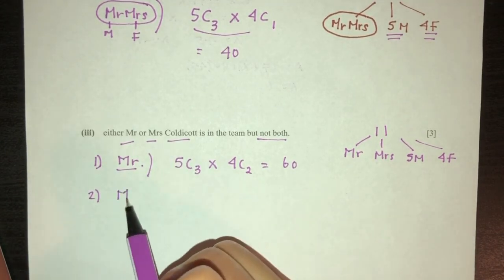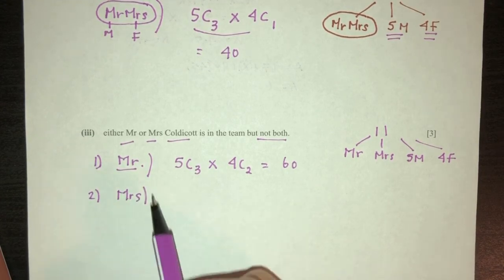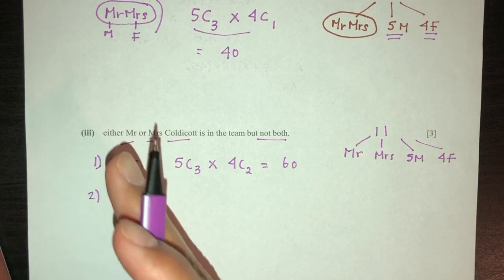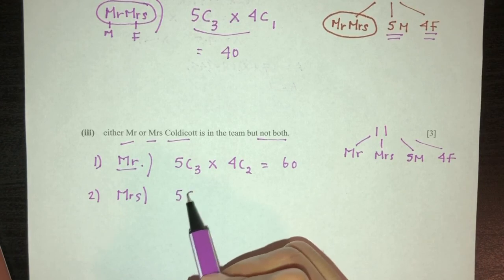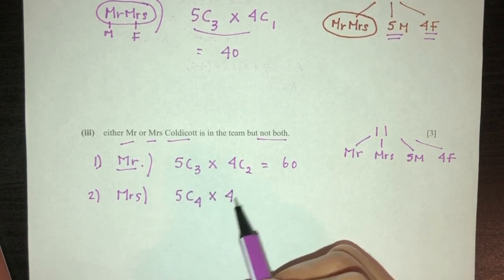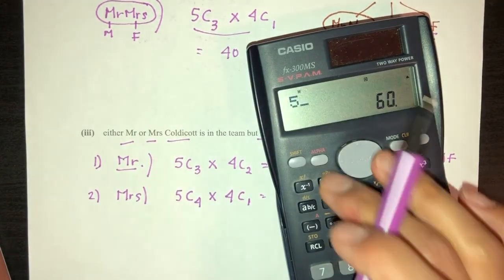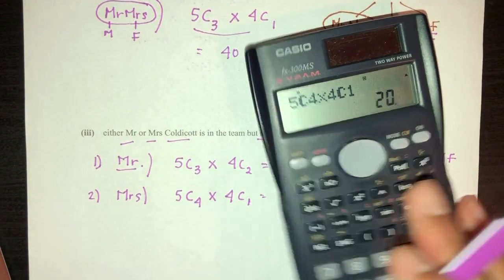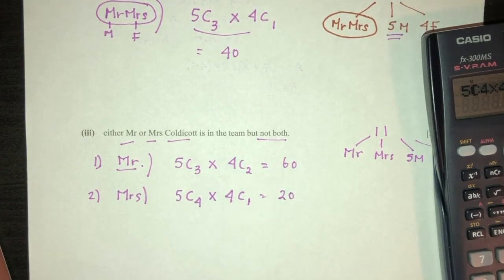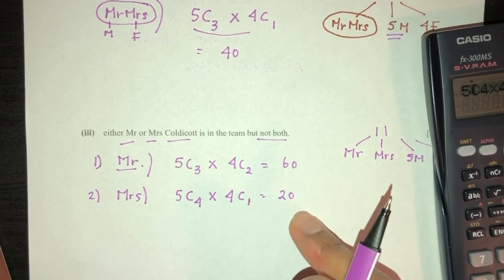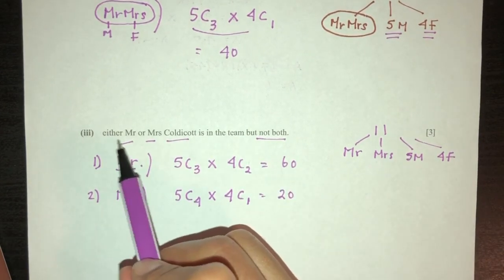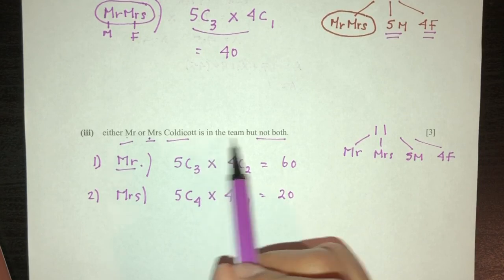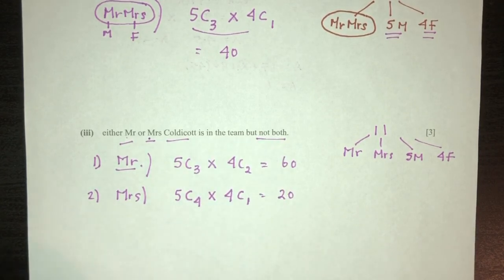Now second case, you will say, now we have to choose Mrs. Caldecott. So we choose her and we forget, she will be outside. Now from the rest, from 5 sons we have to choose 4, and from the 4 daughters we have to choose only 1. 5 choose 4 times 4 choose 1. That will be 20. Now, is that all the options? We can check. If you add these two, that will give you 80. Now, let's see, what else can be possible? Either of these two on the team, but not both. So that will be the only option.